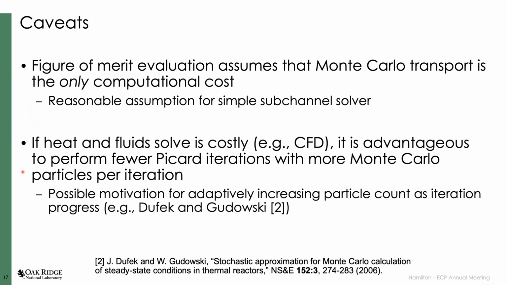Some of the caveats on the results that I've shown here: we're essentially assuming that the cost of the Monte Carlo transport is dominating your overall runtime. So in the case here, we're using a simple thermal hydraulic solver. This is a pretty good estimate. But if we're running a case where we're doing full CFD as the thermal hydraulic solver, there's going to be a different trade-off here. And we're going to want to perform fewer nonlinear iterations because a lot of that cost is going to be driven by the CFD, not necessarily just the Monte Carlo.